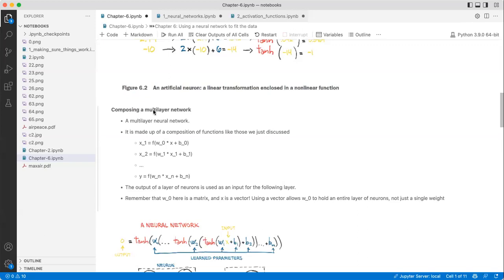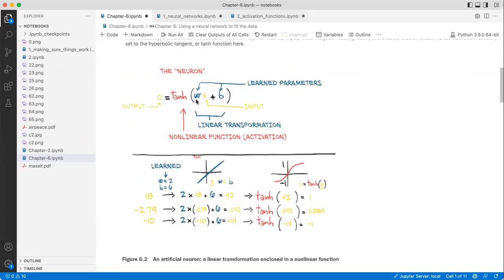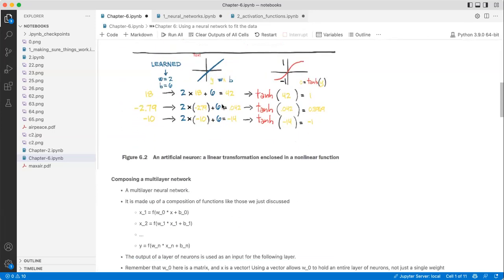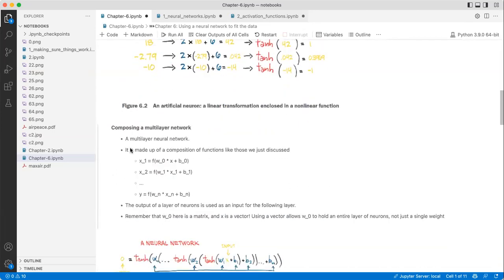So we have a multi-layer network. Generally, our neural networks are not composed of only one layer. Until now, we've been explaining the workings of a single layer of a neuron. So we have a multi-layer neural network. It is made of a composition of functions like those we just covered.